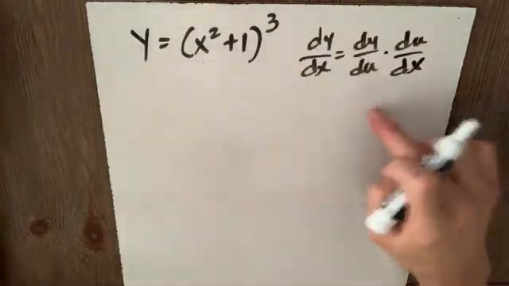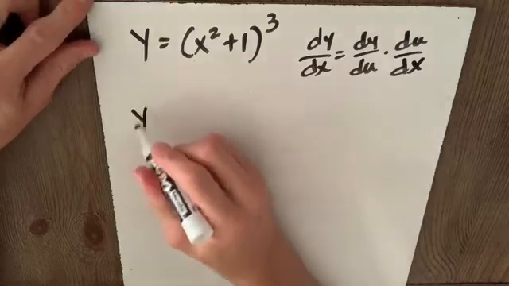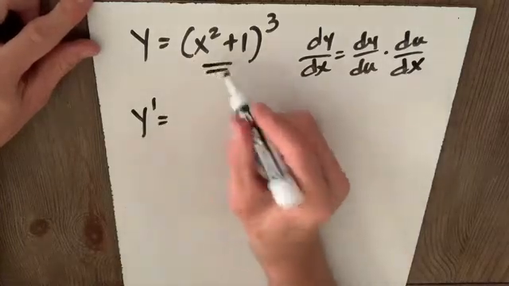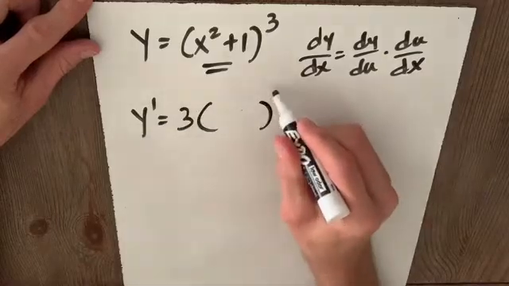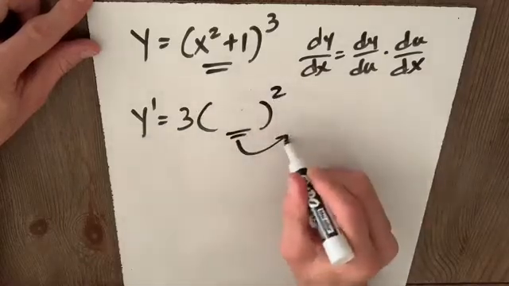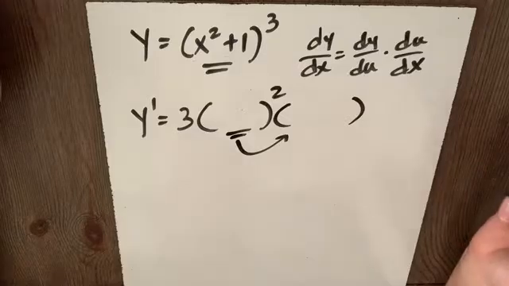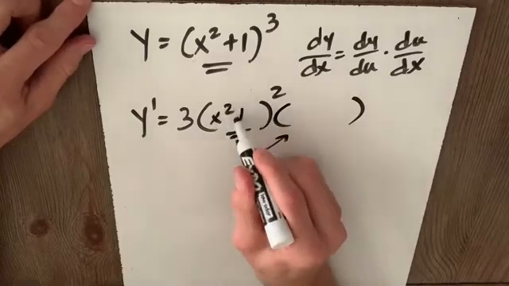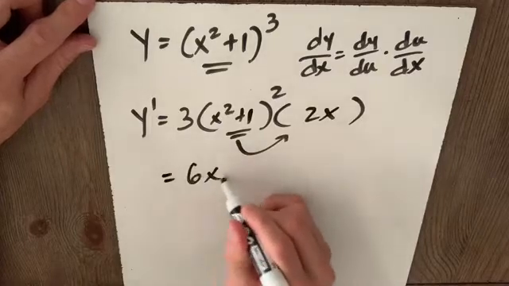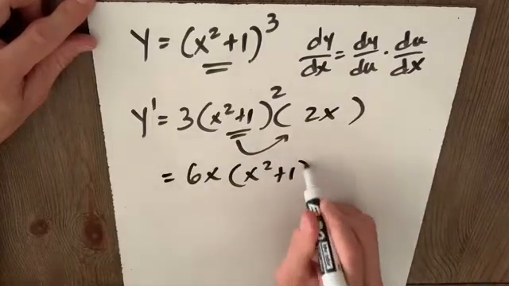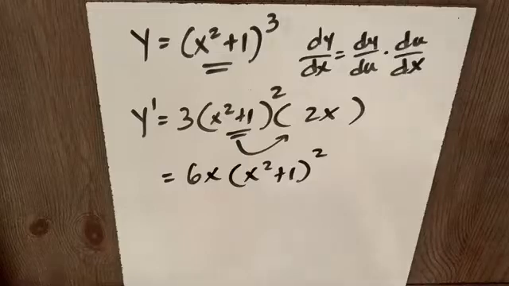Now, did I really need to write all of this out? Well, if you understand that this is not just x, so use the power rule. 3 times whatever's in parentheses squared, and then you'll tag on the derivative of whatever's in parentheses. x squared plus 1 times its derivative 2x will give us 6x times (x squared plus 1) squared. It's a lot faster that way.